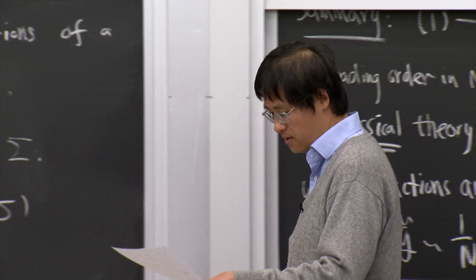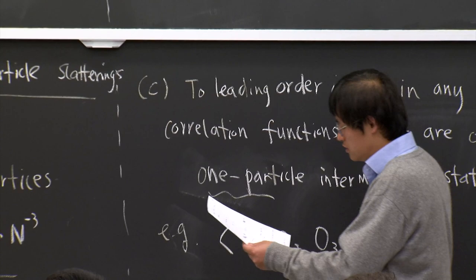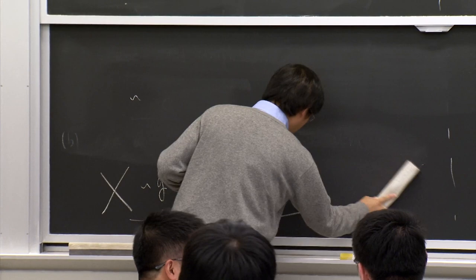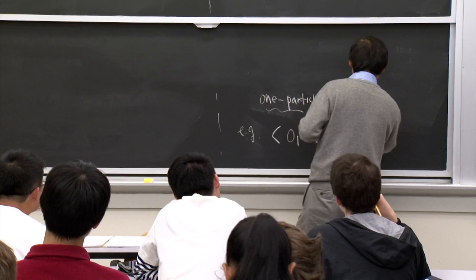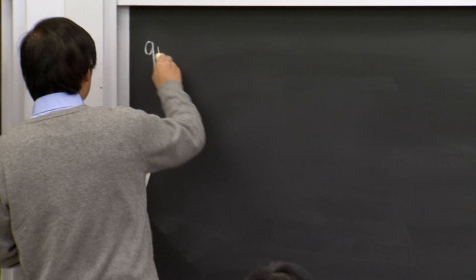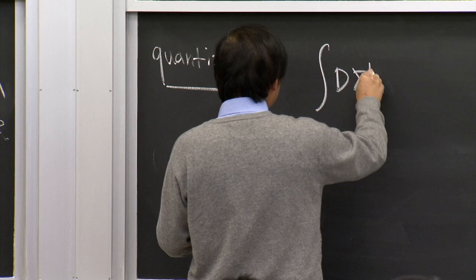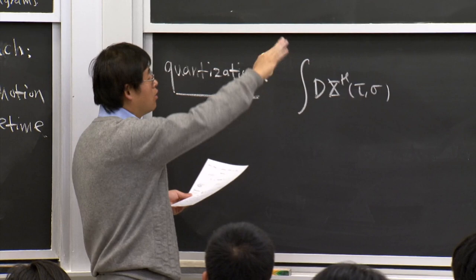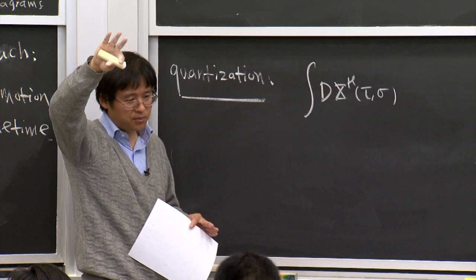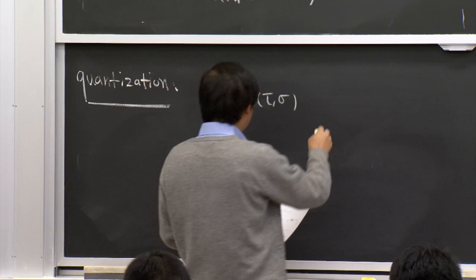Okay. So similarly, to do quantization for the string, you just consider the path integral. In principle, to quantize the string, you can again just imagine you sum over all possible world sheet configurations, all possible embeddings of this two-dimensional surface in space-time. That essentially gives rise to all kinds of string motions, weighted by some string action.